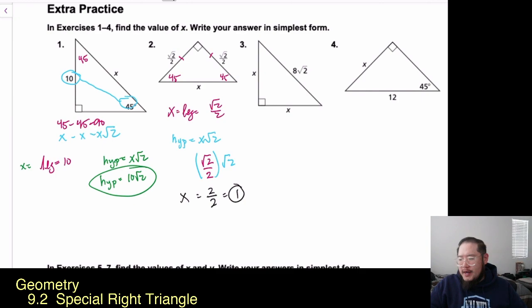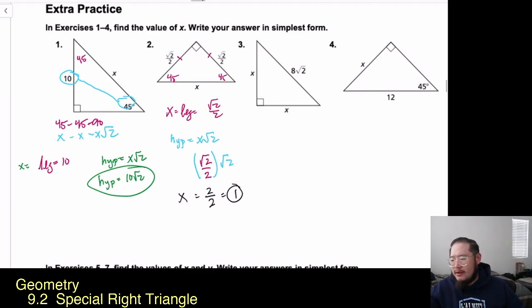Let's go to number 3 next. Okay. This time, I know once again that we have ourselves a 45, 45, 90. I've got 2 legs that are congruent. But this time they give you the hypotenuse. Remember, the hypotenuse is equal to x rad 2. So what I'm trying to find are the legs.